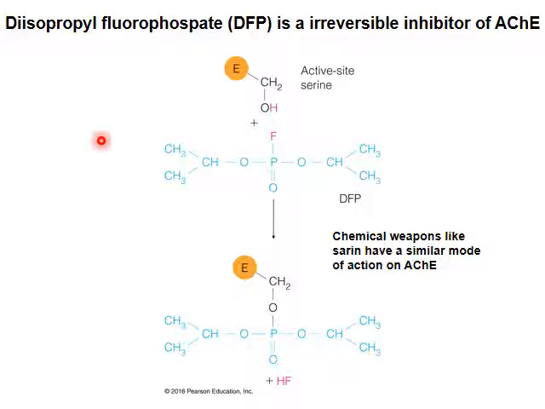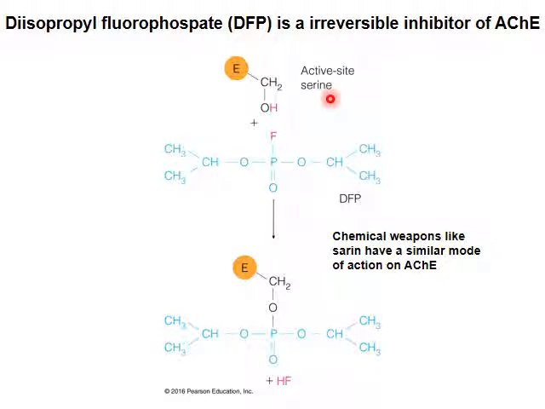Here's an example of a mechanism-based inhibitor or irreversible inhibitor of acetylcholine esterase. So if we look at the active site of acetylcholine esterase, it has a serine in its active site, and the role of that serine is very similar to the role of serine in the serine proteases. It acts as a nucleophile to attack the carbonyl carbon of the ester to promote ester hydrolysis. So it's exactly the same type of mechanism.